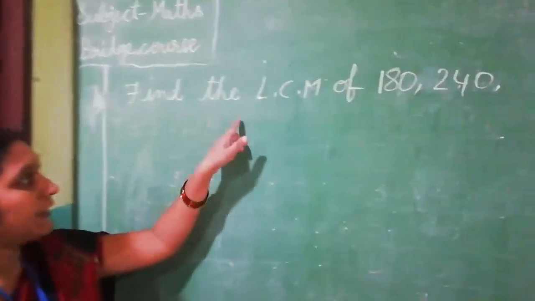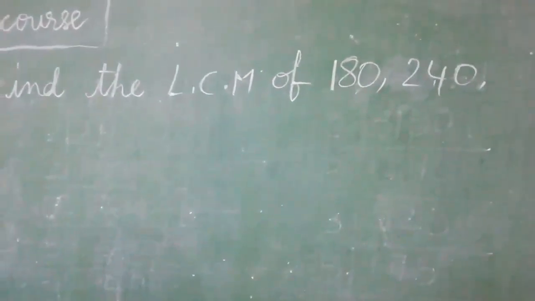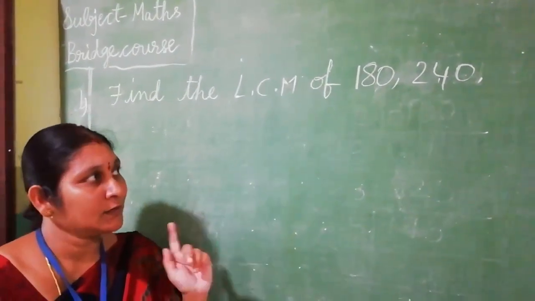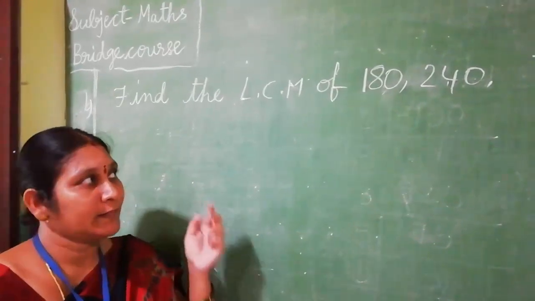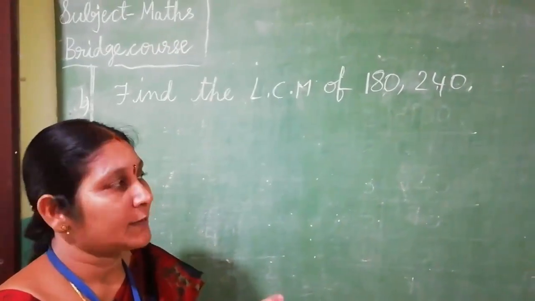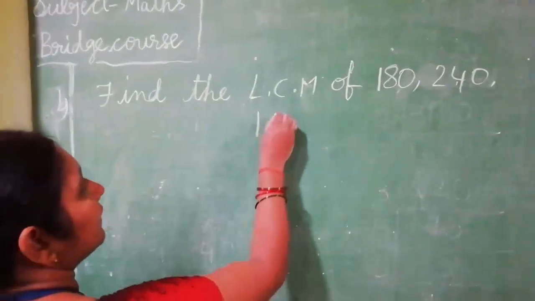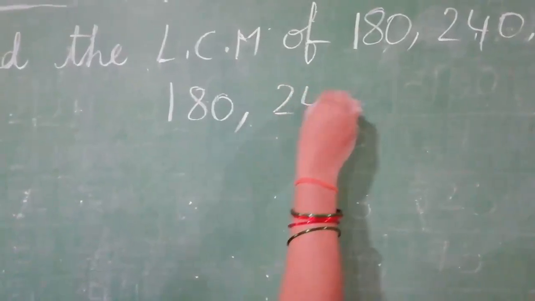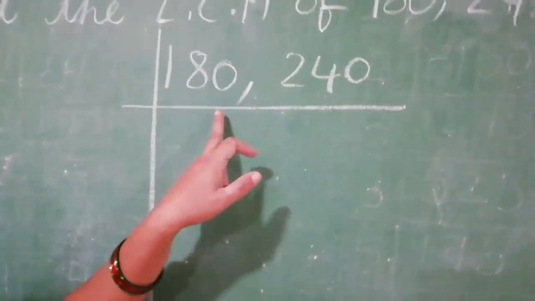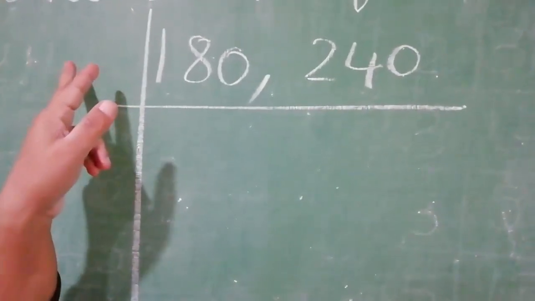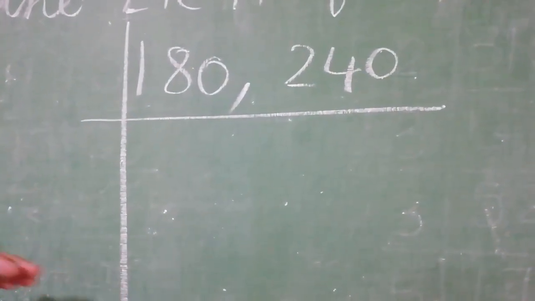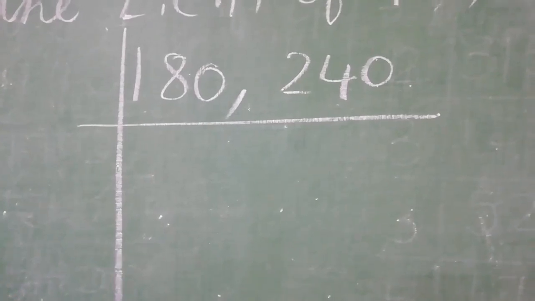The next one is find the LCM of 180 and 240 by the prime factorization method. Before, in the HCF sum, you did the prime factorization individually. But in the LCM, we can do the prime factorization together, separated with commas. Write 180, comma 240. Now check whether the two numbers are divisible by a prime number or not. If you do the LCM also, in the prime factorization we take only prime numbers for division.